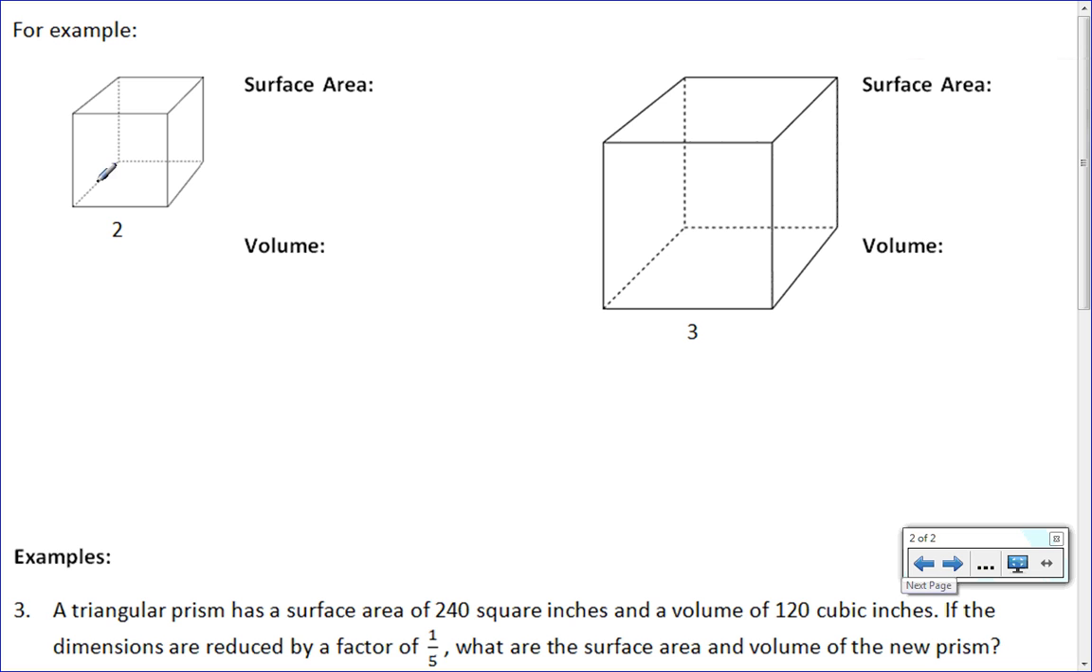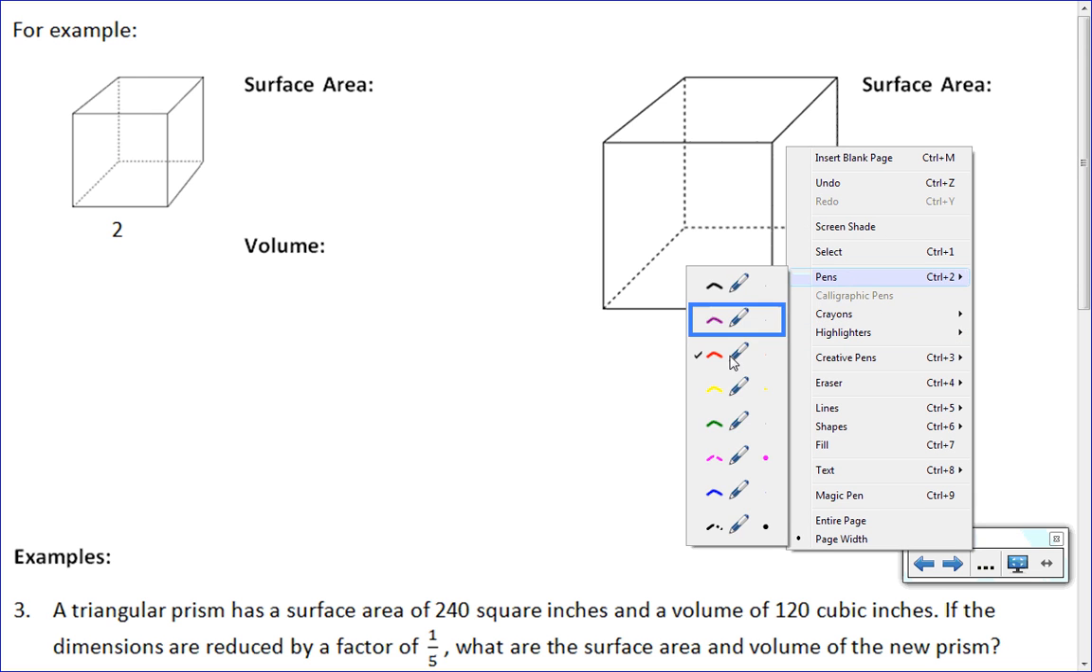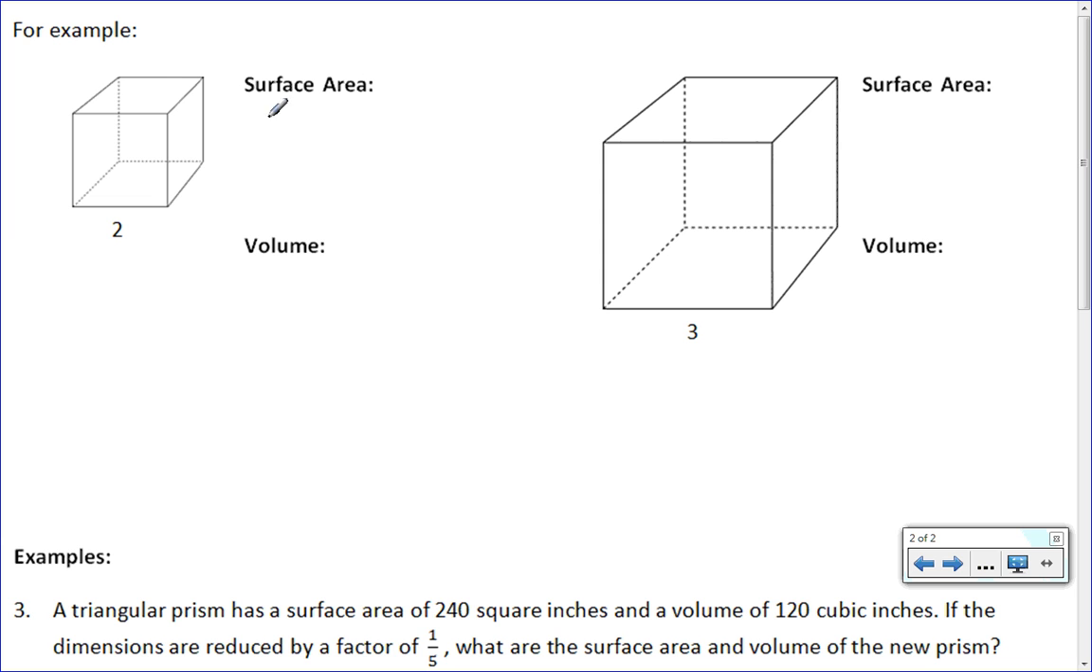So let's look at this first one. This is a cube with a side length of 2. Let's first figure out what the surface area of this cube is. For a cube, you can always use the shortcut SA equals 6s squared. The surface area is 6 times the side length squared. So if the side length here is 2, 6 times 2 squared. And of course we'll do the exponent first. 2 squared is 4, times 6 is 24. We'll talk about the volume in a minute. Let's first just focus on surface area.